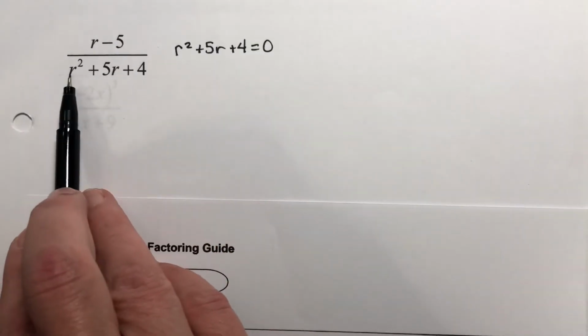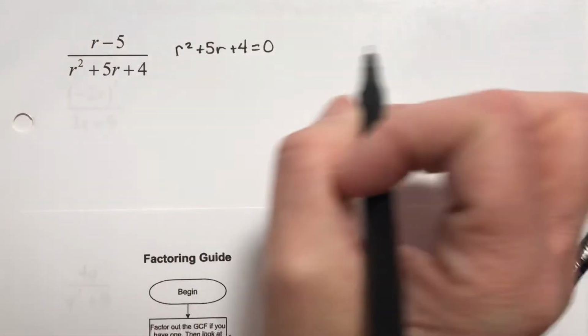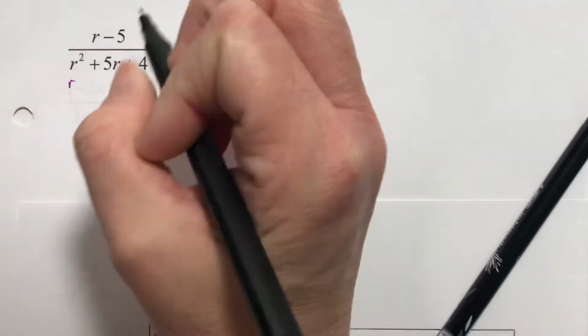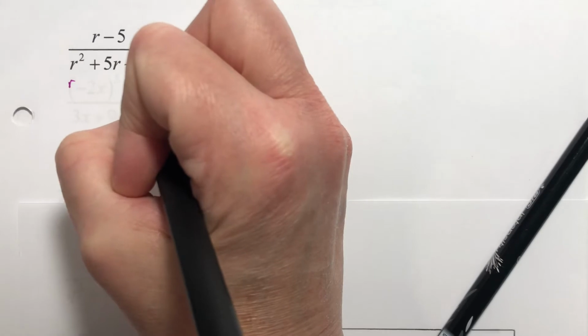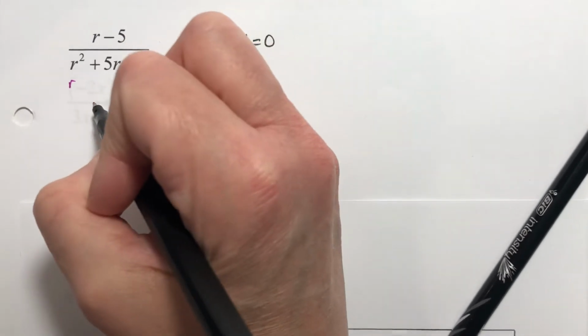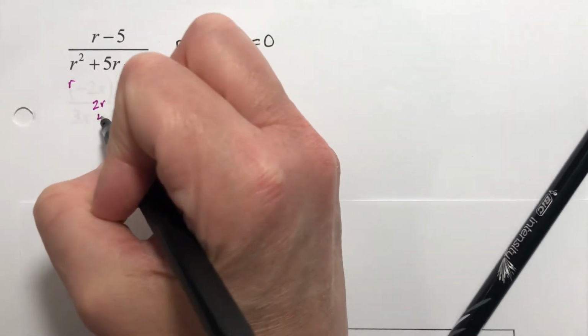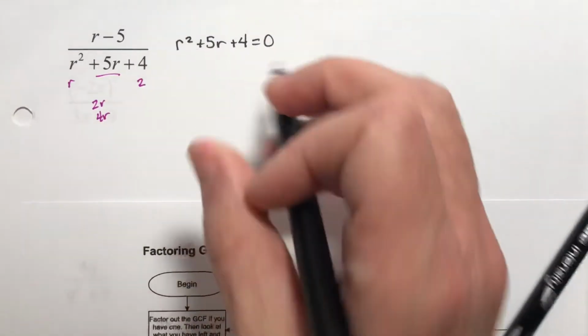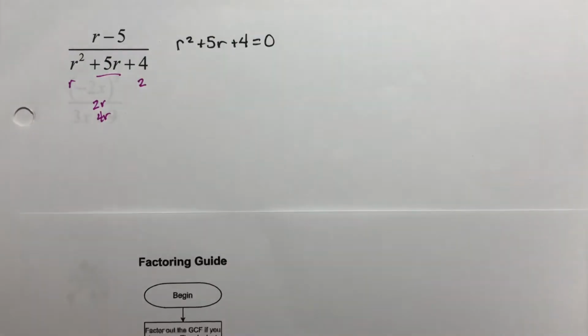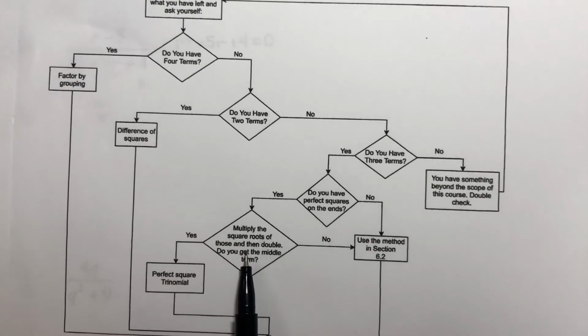That's a square, that's a square. Let's do a quick check and see if it is. The square root of r squared is r. The square root of 4 is 2. If I multiply these together, I get 2r. If I double that, I get 4r, which is not the same as that. So it took a second, but it's not a perfect square trinomial.